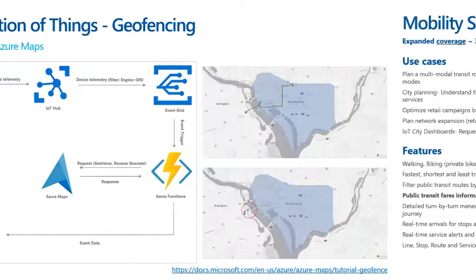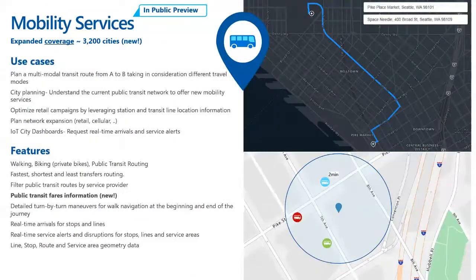Right, cool. The other service that is still in public preview is the mobility services, especially public transportation. So if you are walking or biking or using the public transit routing, you can take a look at that, and it will give you that information as well. We have coverage for over 3,000 cities, and you can see here all the different use cases and also the features that I just mentioned. So this is great for city planning. If you have tracking systems and you want to see what the different transit options are, then this would be a very good option.